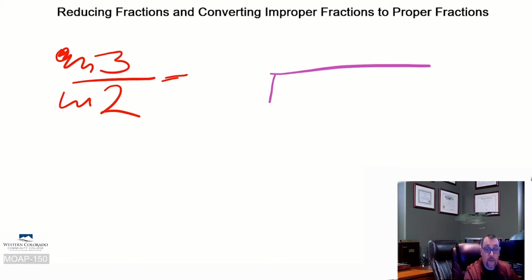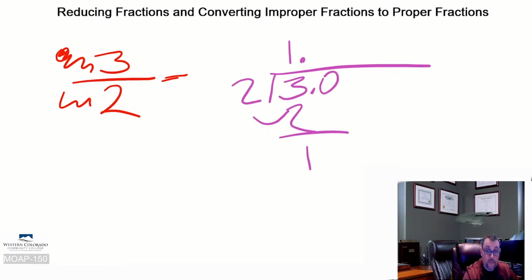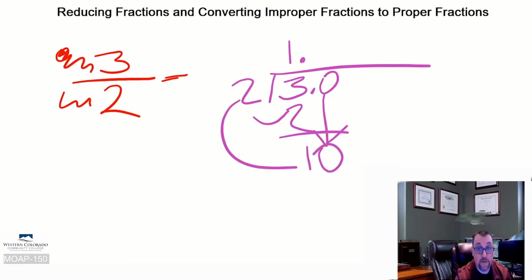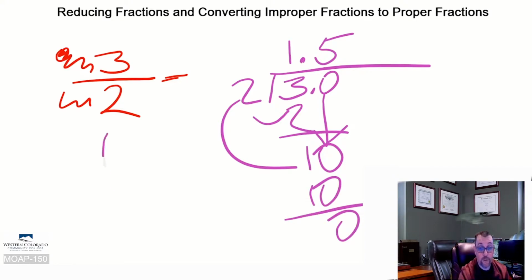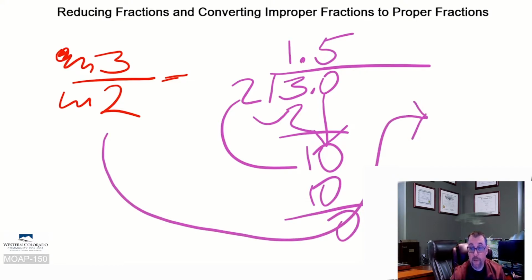So this is 3 divided by 2. Does 2 go into 3? Yes, it does, once. That leaves you with that. And we put in our decimal place, bring us down to, does 2 go into 10? Yes, goes in 5 times, and then we're left with 0. So 3 over 2 becomes proper by making it either 1.5 or 1 1/2.